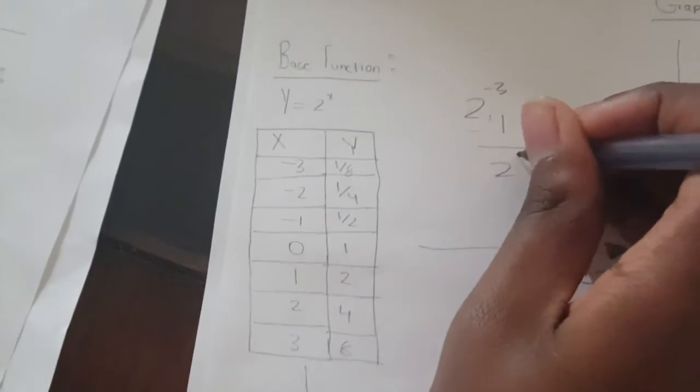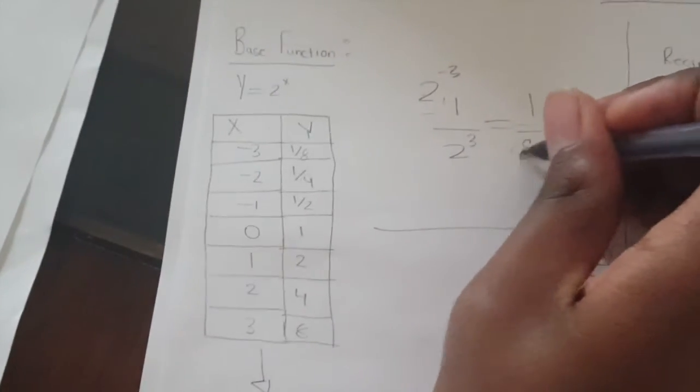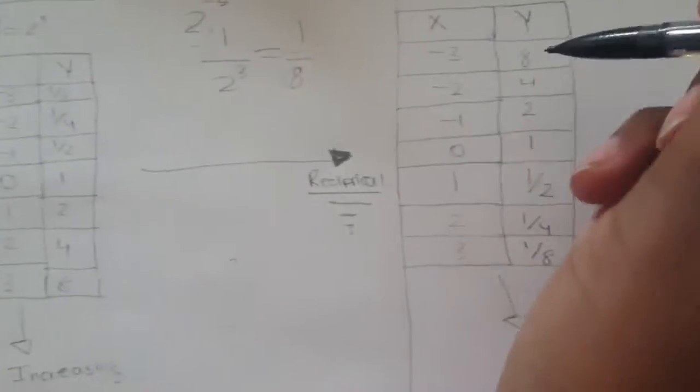So negative 3, you sub in the value for x, and then since it's negative, you flip it so it's 1 over 2 to the third power, which is 1 over 8. And that's where I subbed in there. And for the reciprocal of the base function, it is flipped. So the negative numbers and the positive numbers are switched on the graph.